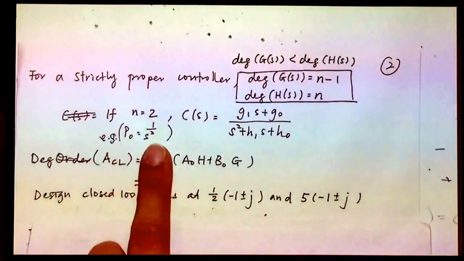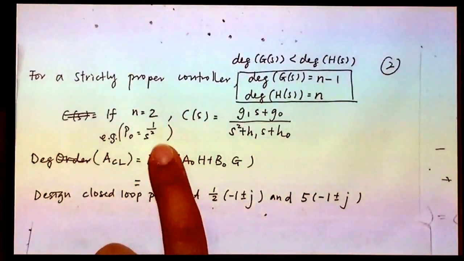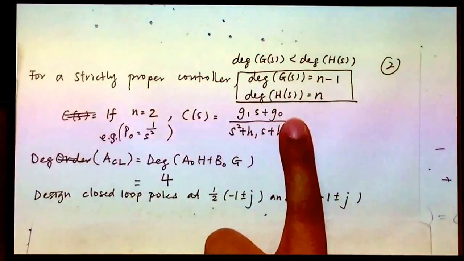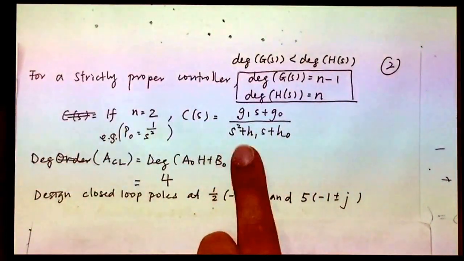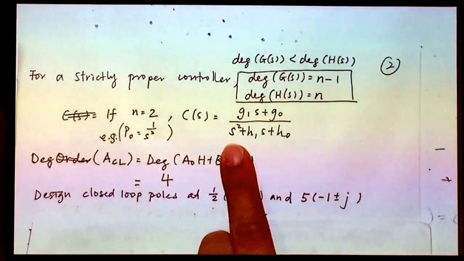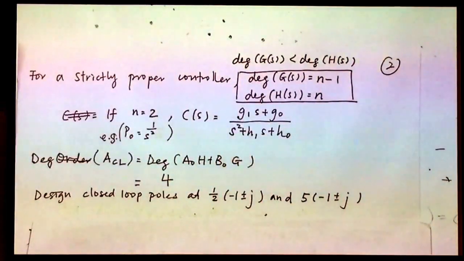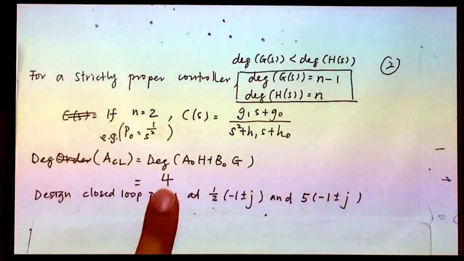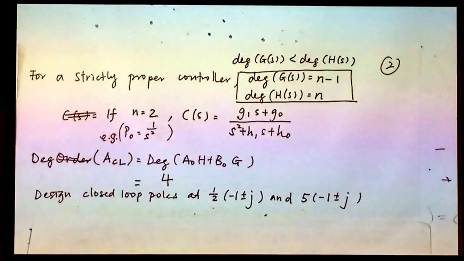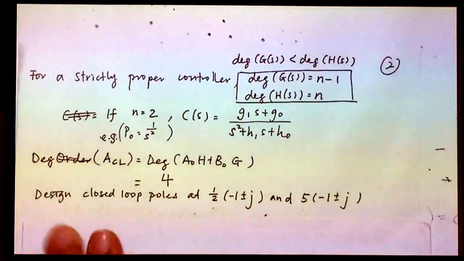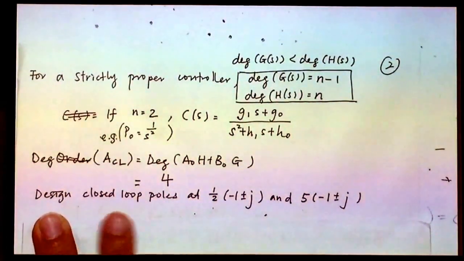For example, if the plant is 1 over S squared, obviously n is 2, because the highest order is 2. The controller numerator will have order 1, so it's G1S plus G0. The denominator is order 2, S squared plus H1S plus H0. There's no H2, because the denominator is monic, which means the coefficient of the highest power is 1. From this, you can check the order of ACL. Because A naught has order 2, H has order 2, so it's 4. And you are told to design closed loop poles at this location.